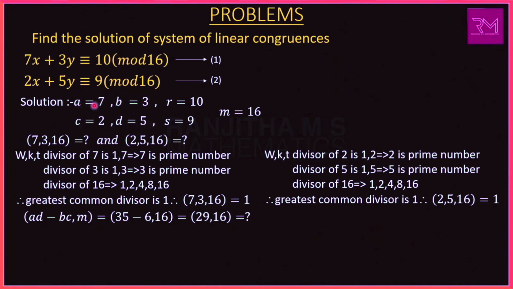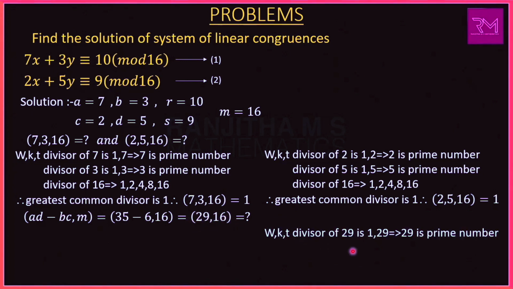Therefore, AD minus BC is nothing but A is 7, D is 5, 7 into 5 is 35, minus B into C. B is 3 and C is 2, 3 into 2 is 6. That is 35 minus 6 comma M is 16. So we have to find the GCD of, here 35 minus 6 is 29. So we have to find the GCD for the values 29 comma 16. That is, we have to find the divisors for 29 and 16.